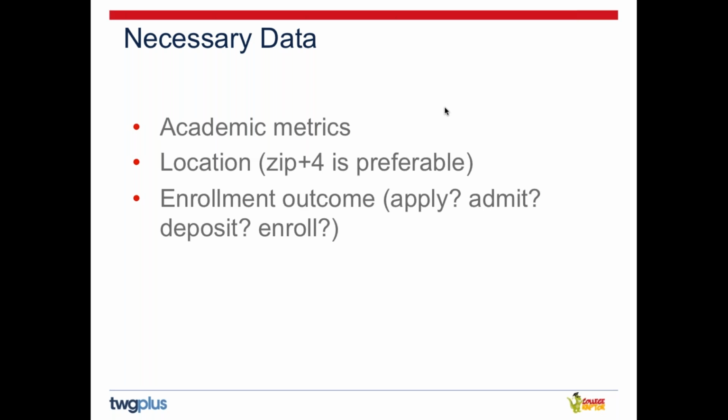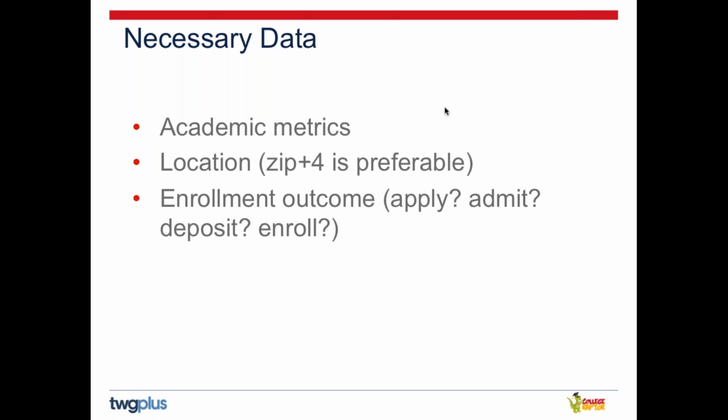And then most importantly, you need the outcome that you're trying to measure. So the enrollment outcome. So if you're trying to measure which students are most likely to apply, which students are most likely to be admitted, which students are most likely to deposit, which students are most likely to enroll. My favorite is always to build towards enrollment because that's our ultimate metric that matters. And so what you can do is you build towards that outcome.